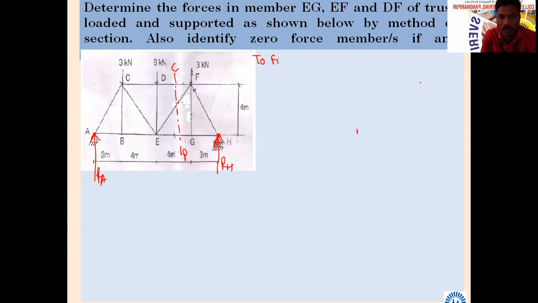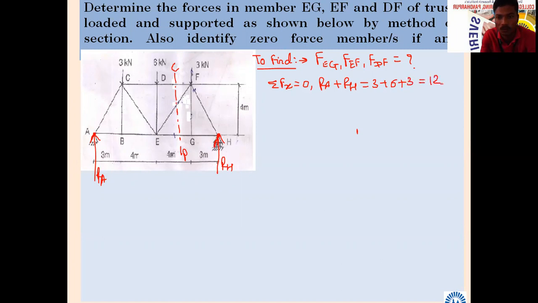So here I will write what we are supposed to find: EG, EF, then DF equal to how much? Okay, so first we will find the reaction. Summation Fy equal to 0. So what will happen? RA plus RH equal to 30 plus 6 plus 3 equal to 12. Equation number 1. Just check.